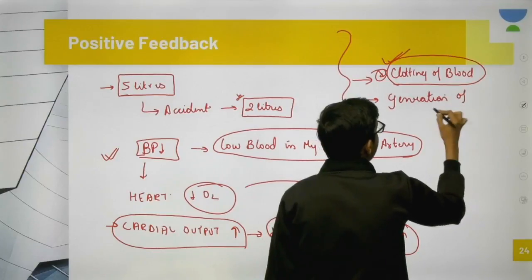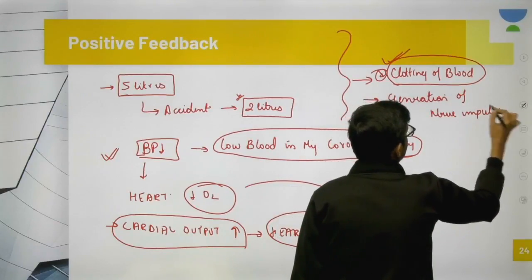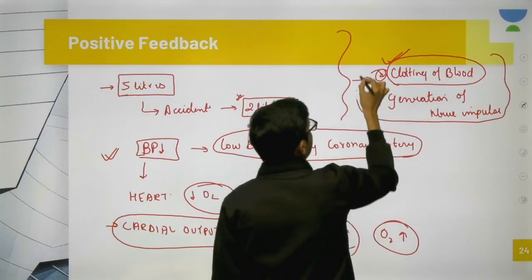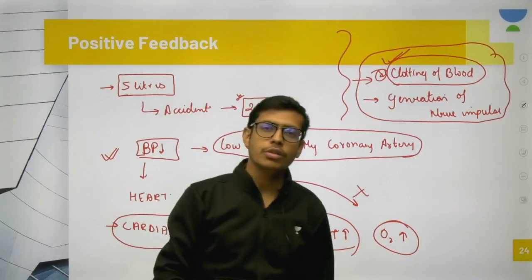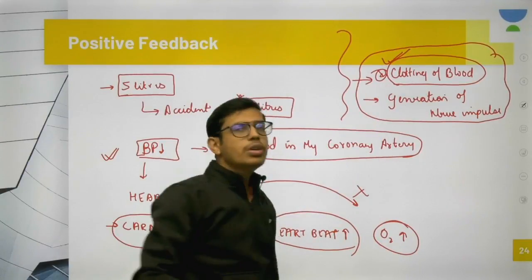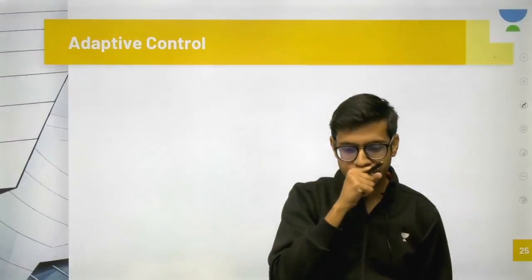The second one would be generation of nerve impulse. So majority of positive feedback mechanisms is threatening for your body homeostatic control, but again these two are good ones. Okay, write it down.